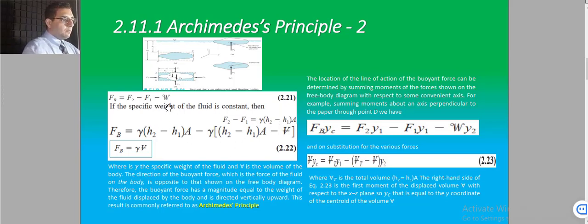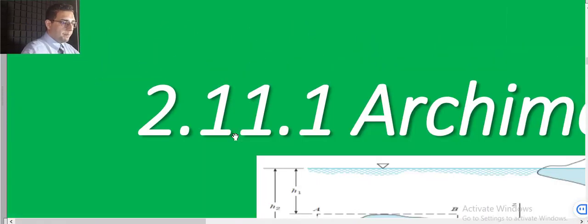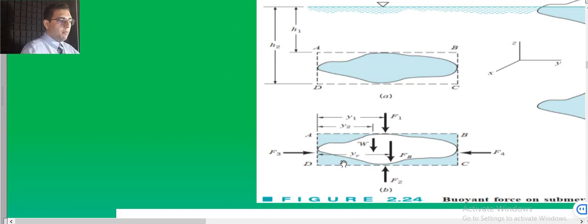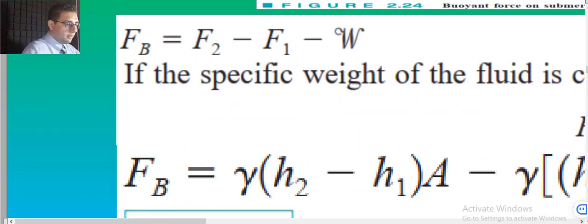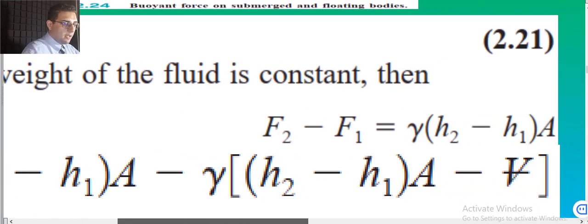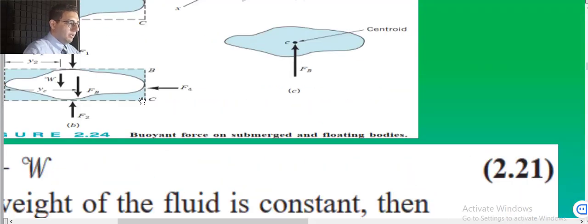The weight is going to be interpreted as this equation: gamma multiplied by (H2 minus H1) multiplied by A, minus V total. This means that gamma (H2 minus H1) A minus V total is this area, these blue areas.